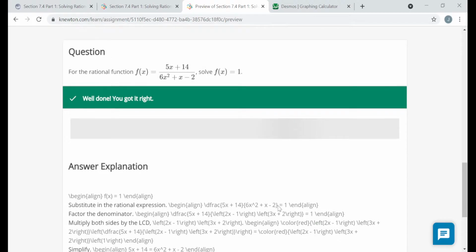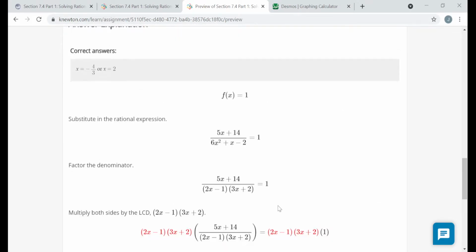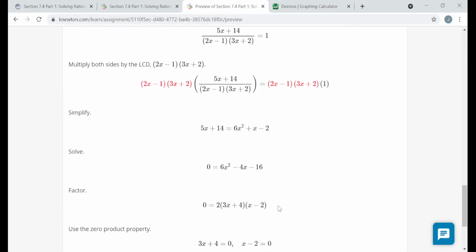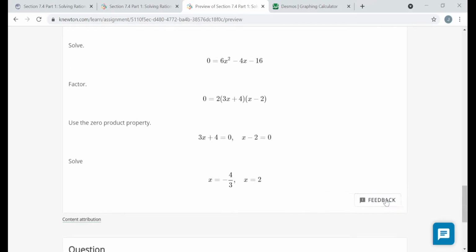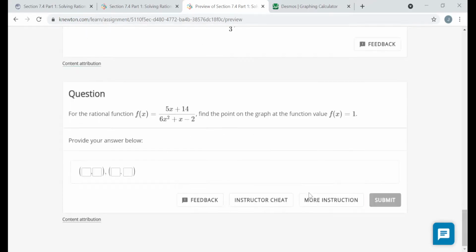Let's see. Again, please read through your answer explanations. Alright, see, they factored it first. Whatever. Okay, and then, yes, one more part to this. So same function. Same function as in the previous two questions. We're asked to find the point on the graph, or points. See how there's two ordered pairs here? Find the point or points on the graph of the function at the function value f of x equals 1. Well, we just saw this, right? Going back to my paper.